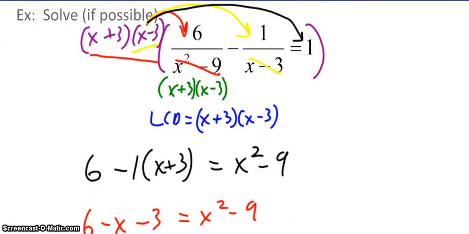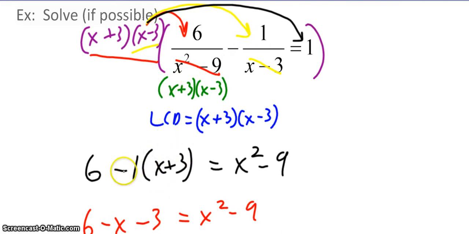Now, how did I get that, if you were confused? Well, first I factored x squared minus 9 into x plus 3 times x minus 3. So I saw that the least common denominator is x plus 3 times x minus 3, or x squared minus 9. Those are the same thing. So I chose to multiply the entire equation by x plus 3 times x minus 3. When I multiply by the first term, the entire denominator cancels, so I'm left with just a 6. When I multiply by the second term, the x minus 3 reduces with the x minus 3, so I'm just left with -1 times the quantity x plus 3.